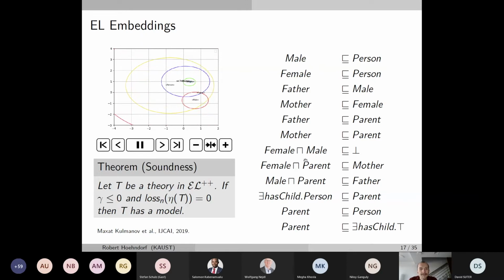And in the end, we also can show that if this optimization procedure terminates with a loss of 0, then the resulting embedding is indeed a model of our theory.